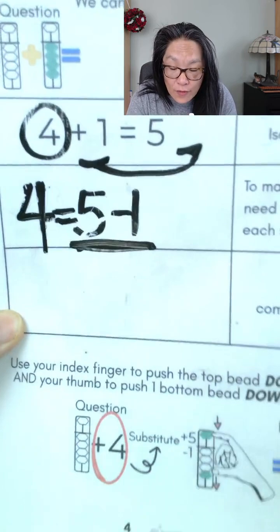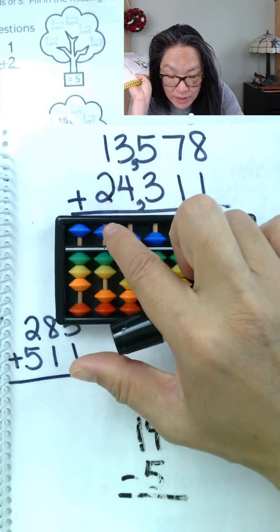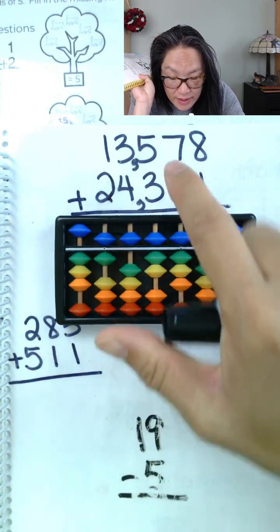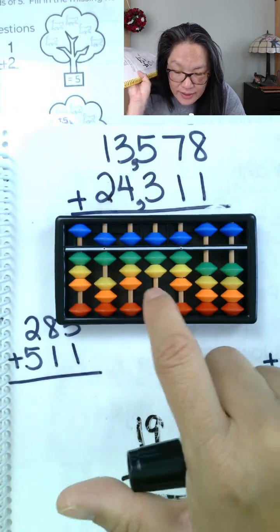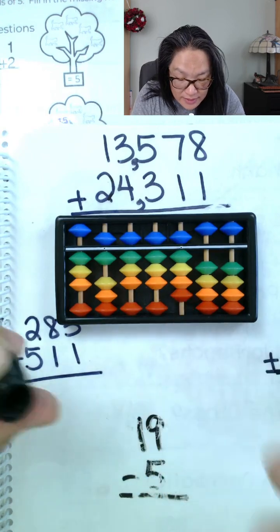So we want to add the 4. When we add the 4, what are we going to do? Plus the 5 minus the 1. So we're going to plus the 5, take away the 1. Can I add the 3? Yes, I can add the 3. Can I add the 1? Yes. And then can I add another 1? Yes, I can add another 1.